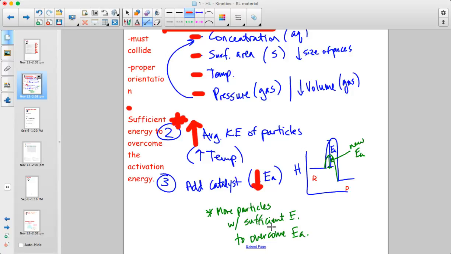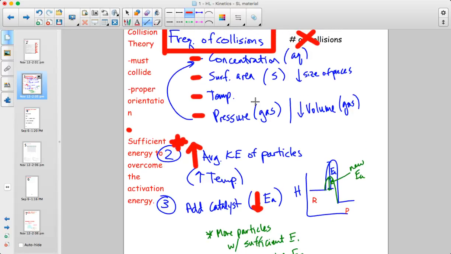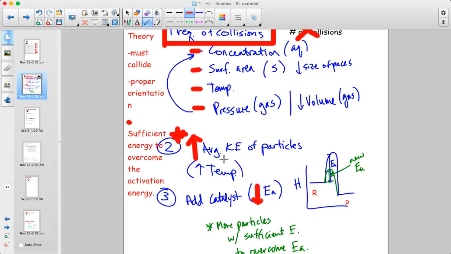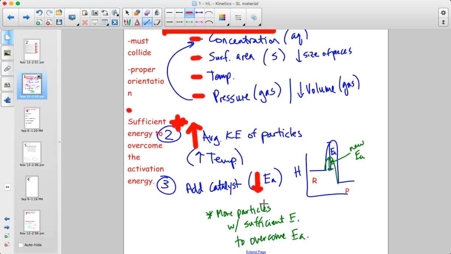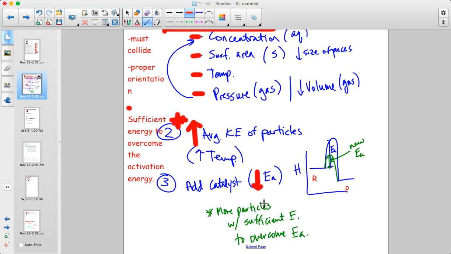So going back through the wording, you can, for these factors, point out that the frequency of collisions is affected, either increased or decreased, depending on what the change has been. With temperature, you can refer to the average kinetic energy of particles changing and how that affects the number of particles that have sufficient energy to overcome the activation energy. And with a catalyst, you can talk about how the activation energy is lowered and therefore more particles with sufficient energy to overcome the activation energy.